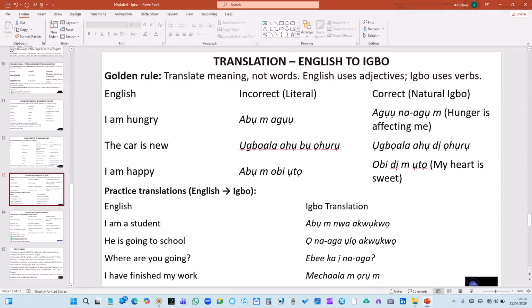Then practical translation, English to Igbo: I am a student. Abụ m nwa akwụkwọ. He is going to school. Ọ na-aga ụlọ akwụkwọ. Where are you going to? Ebee ka ị na-aga? I have finished my work. Emechala m ọrụ m.